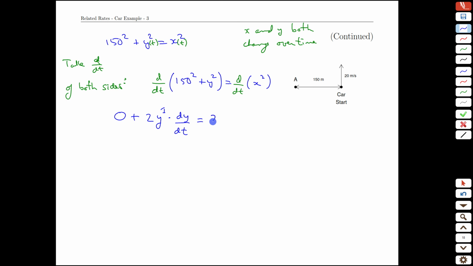On the right-hand side, we get the same idea. We have x squared. The derivative of x squared is 2x to the power 1 times the derivative of the inside, the derivative of x with respect to the time variable that we're using in our derivative. So notice that we get two time derivatives out of this because we took the time derivative of both sides.